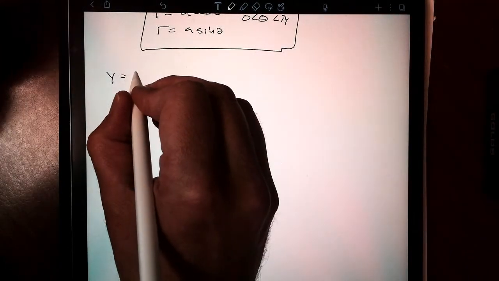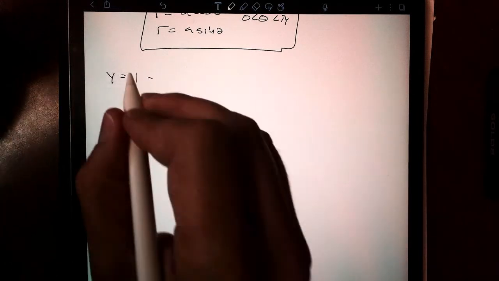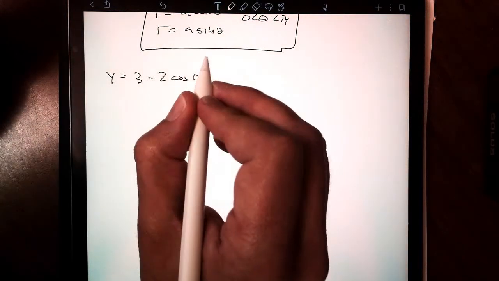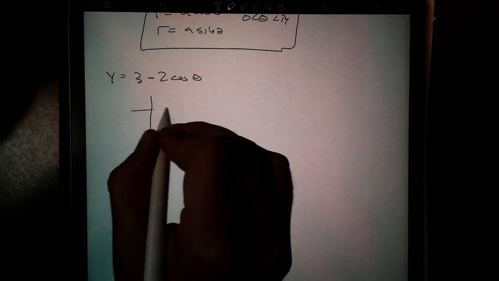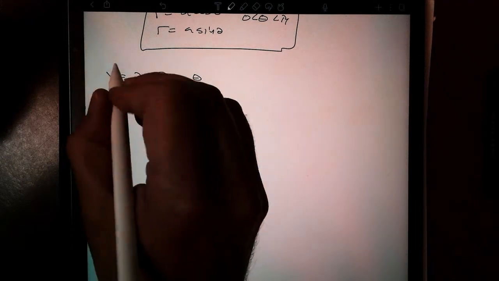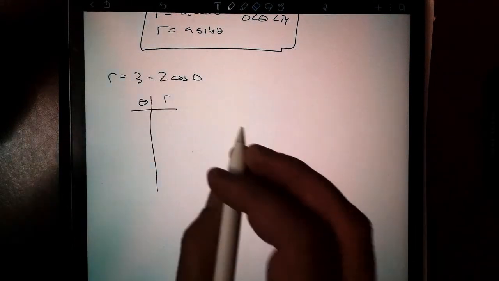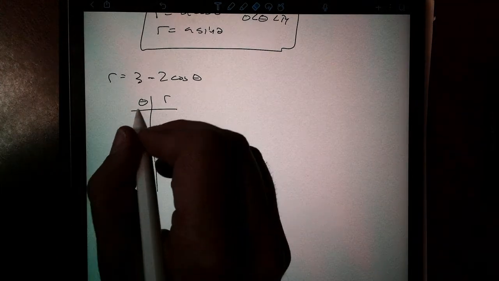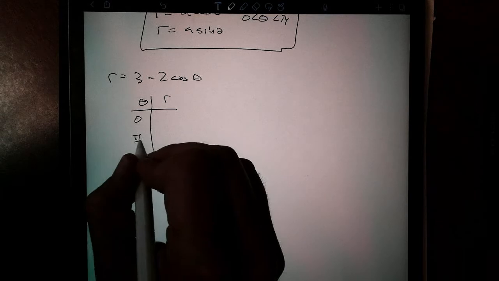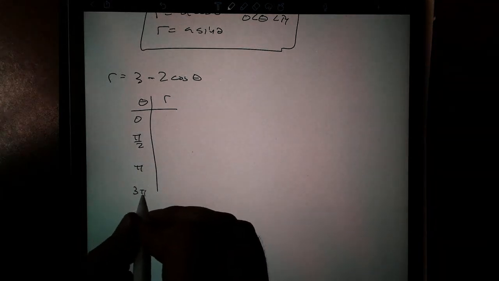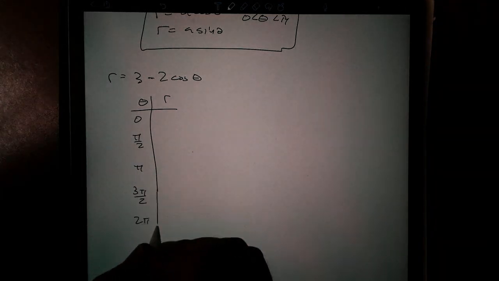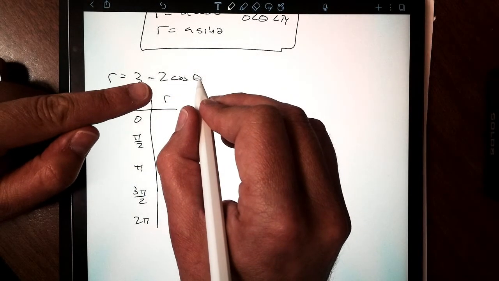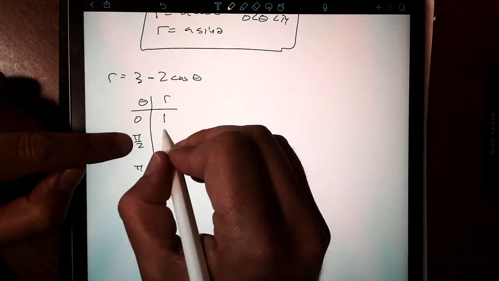Let's take a look at, let's say, r equals 3 minus 2 cosine theta. Same thing. When I graph this, theta and r, old habits die hard. If I plug in a theta, 0, pi over 2, pi, 3 pi over 2, and my favorite mathematical wrapper, 2 pi. Let's plug these in. We get cosine of 0, which is 1, so this becomes 1.